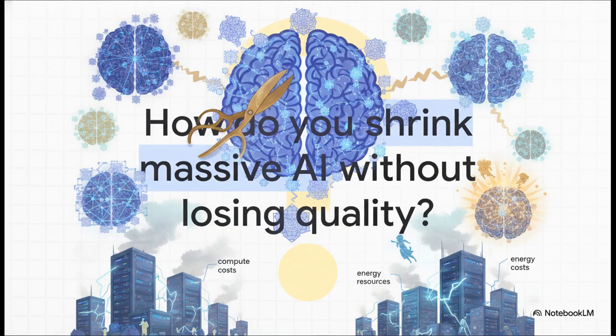The central problem we're facing today is that modern AI models have become, well, absolute giants. They require massive compute costs, huge amounts of memory, and vast energy resources just to run. If we ever want these powerful models running locally on our phones or our laptops, we desperately need efficient ways to compress them. But how exactly do you shrink a trillion-parameter brain without turning it into a complete amnesiac? That is literally the billion-dollar question in AI hardware right now.